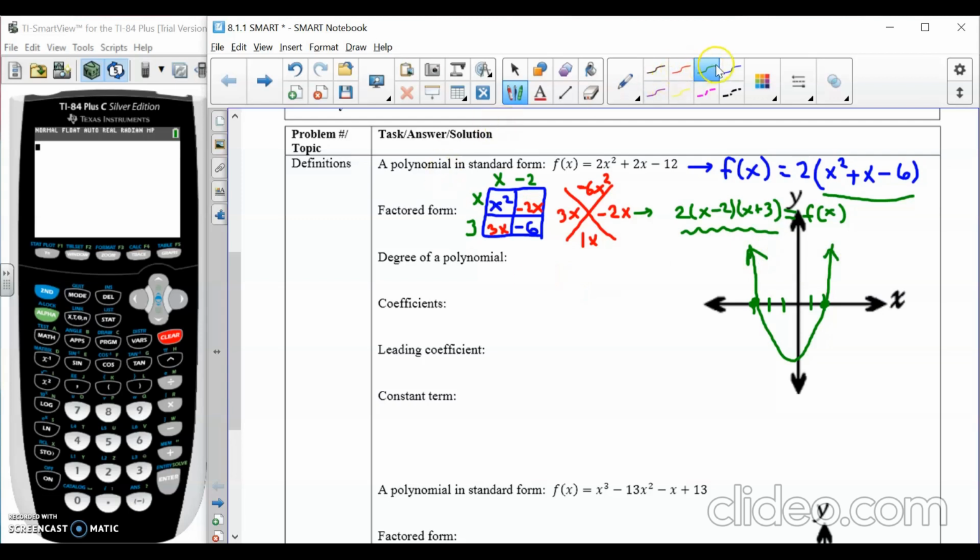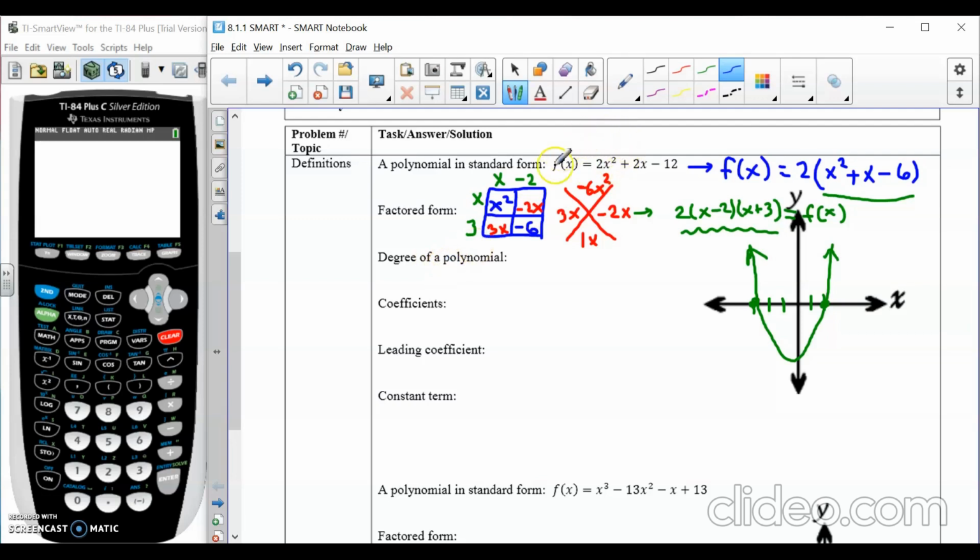So it's not super new stuff, but the new stuff is kind of going to be now. It's a lot of vocabulary. So when I ask you for the degree of a polynomial, that's going to be talking about the largest exponent on an x term in your polynomial.